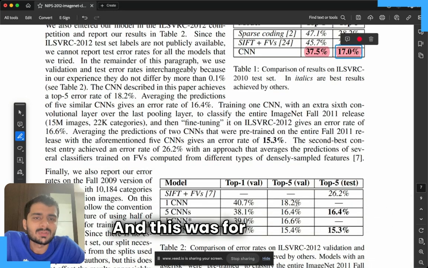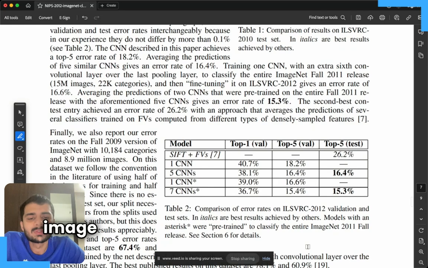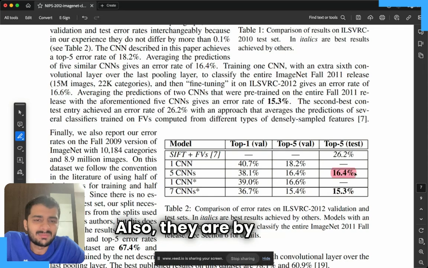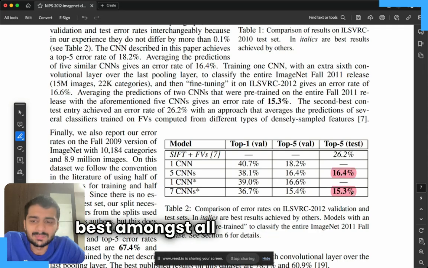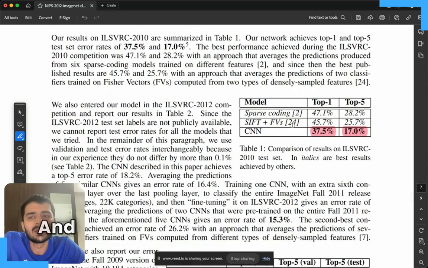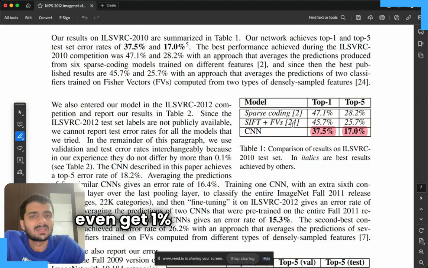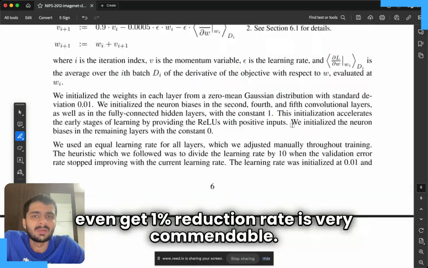And this was for the 2012 image visual recognition challenge. Here also, they are by far the best amongst all. Excellent again, and the extent that they have gone to even get 1% reduction rate is very commendable.